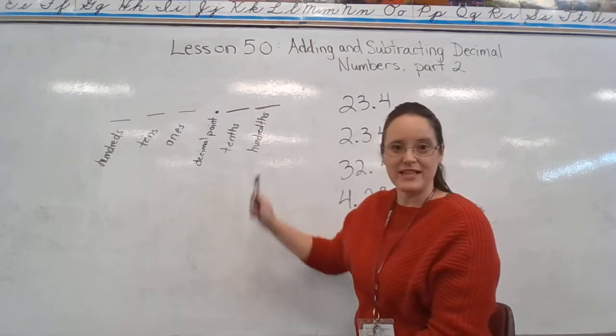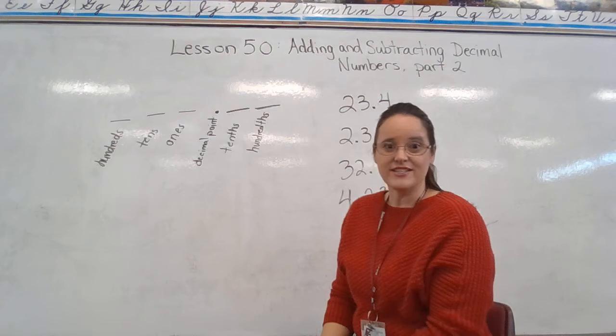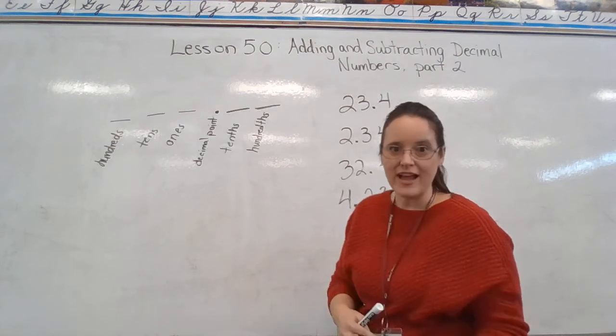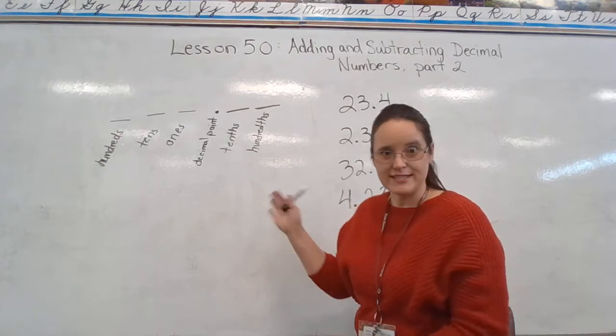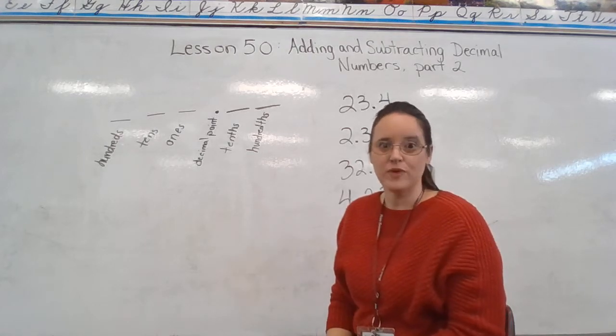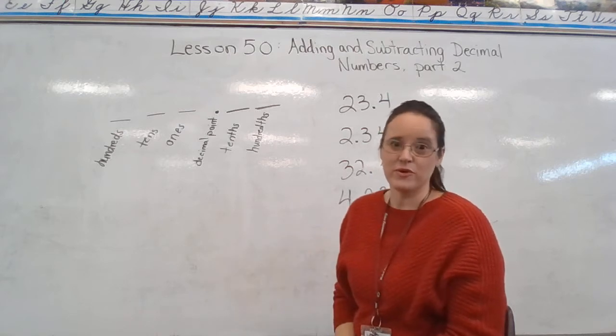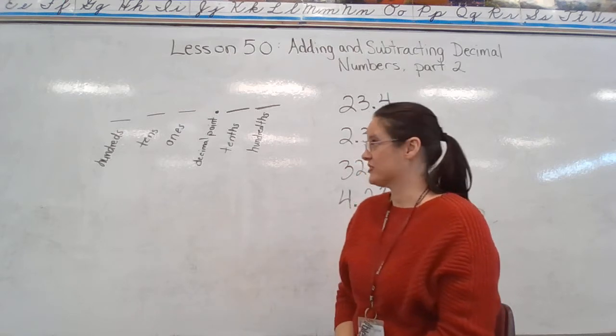Okay? And these place values are not whole numbers. They're pieces of a whole. They're fractions of a whole. Decimals is another way to write fraction pieces. It's just a different form. We write it as a decimal instead of a fraction.